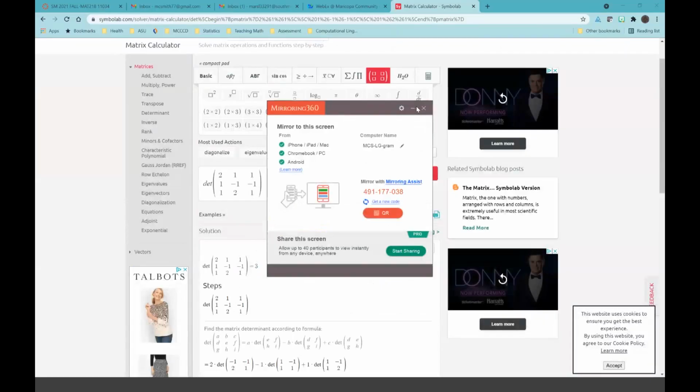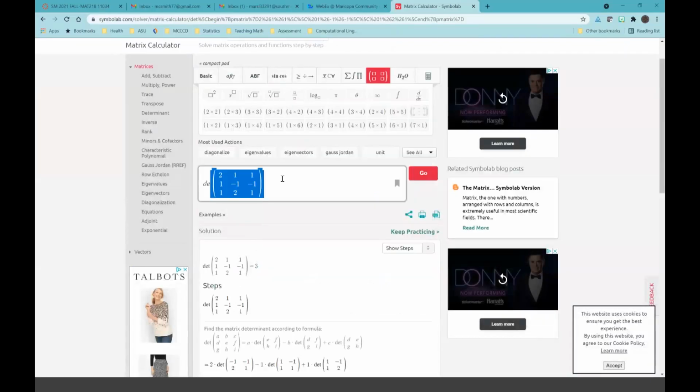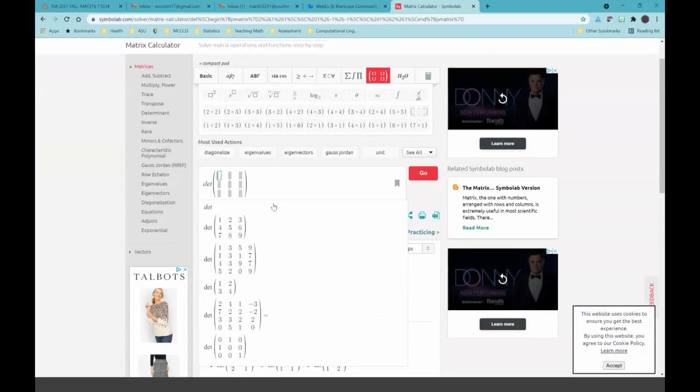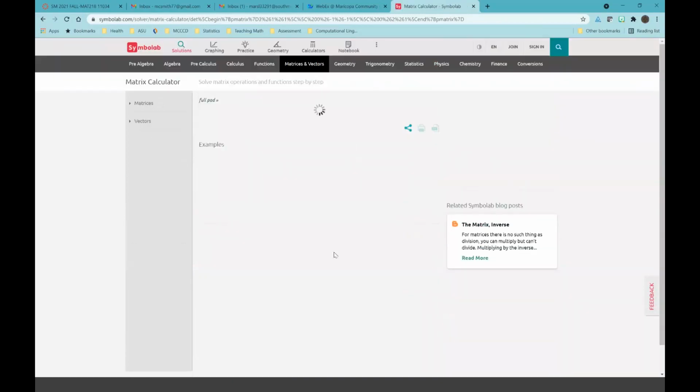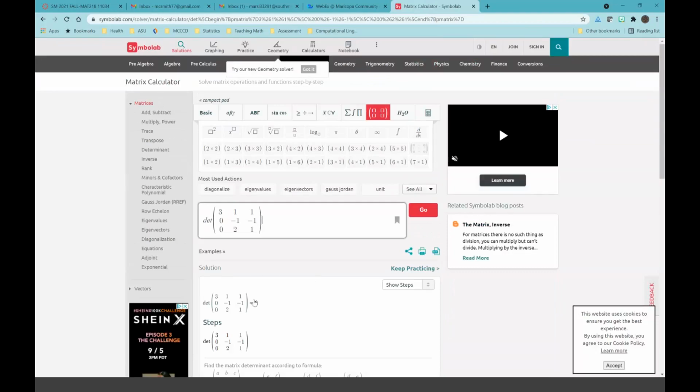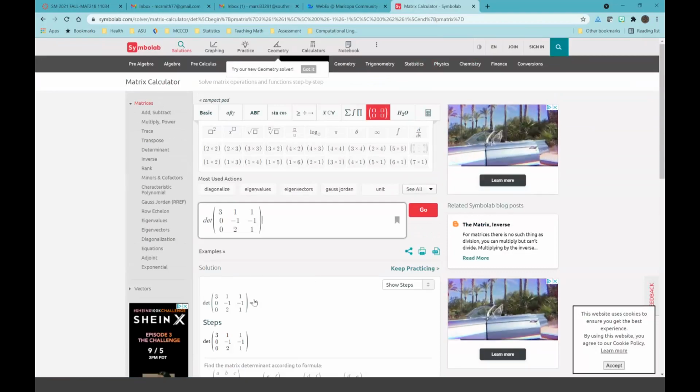All right, so here I am back here, and I have my 3 by 3. First one is going to be 3, 1, 1, 0, -1, -1, and 0, 2, 1. Okay, that's my X matrix, with the first column replaced by the right-hand side values. I'm going to hit go to get its determinant. And you can see that determinant is 3. And I'm just writing it in my notes.